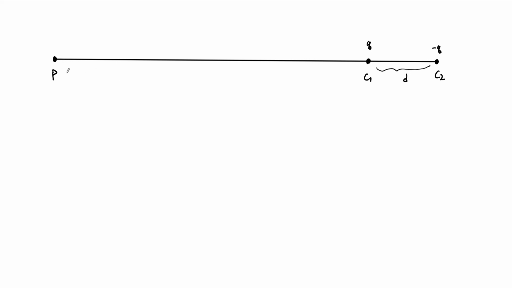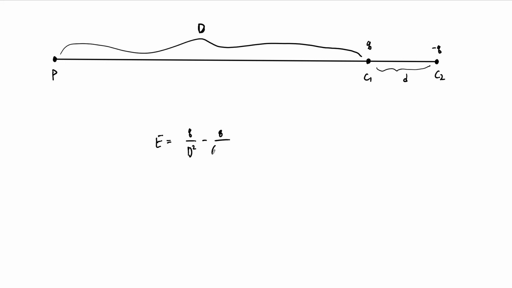We're also told that we have a point P, which is capital D units outside of the dipole. The electric field at P is given by this formula: E is equal to Q over D squared, so inverse square law, minus Q over D plus lowercase d squared. So it's just the magnitude of the charge, with its sign, over the distance squared, and then add them up.